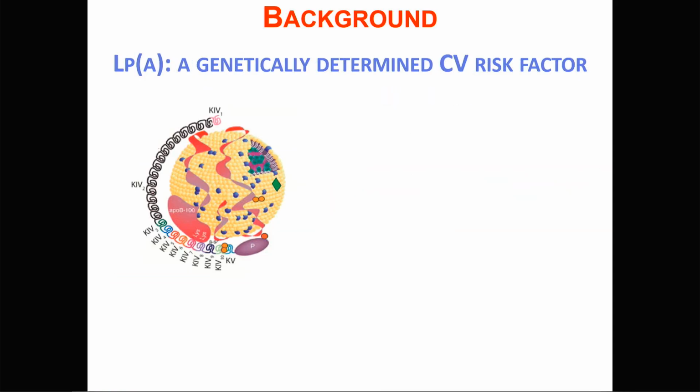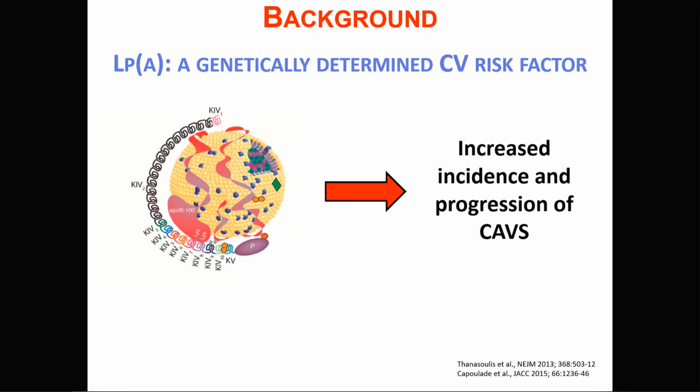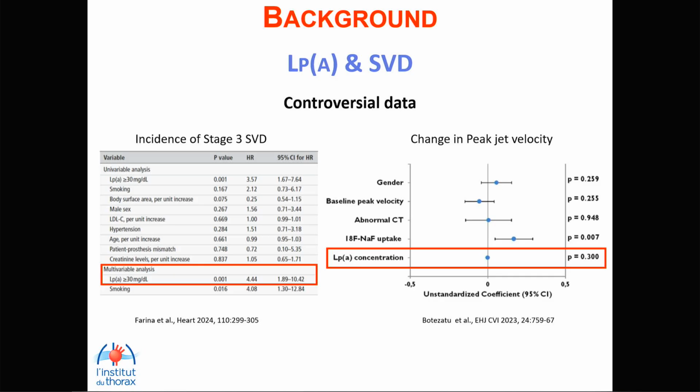Lipoprotein(a) is a genetically determined cardiovascular risk factor that has been strongly associated with an increased incidence and progression of native calcific aortic stenosis. So what about lipoprotein(a) and SVD? There are currently two studies. One is a retrospective study, and the other has only a short follow-up period post-intervention, that report the association between Lp(a) and SVD. And there are conflicting results between these two studies. One is positive, the other one is negative.